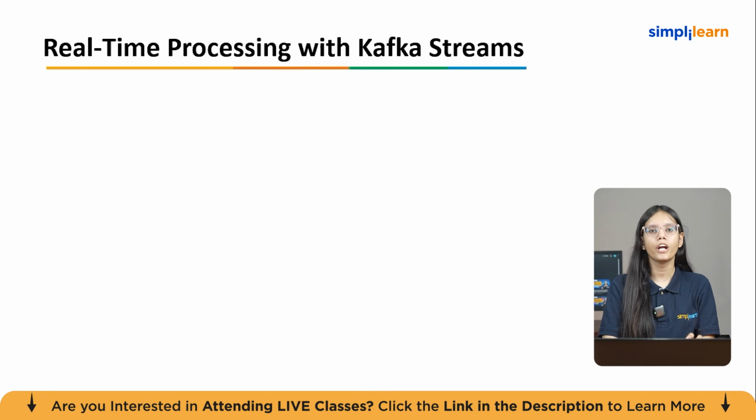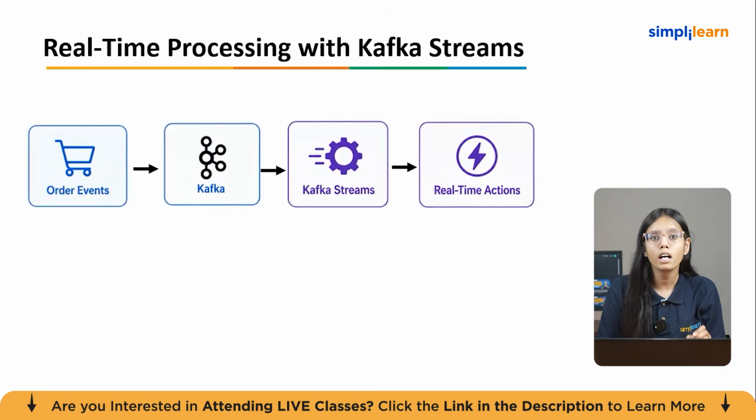Now let's understand real-time processing with Kafka Streams. Kafka is not only used to move messages from one system to another. Kafka can also help process data in real time. This is called stream processing. Stream processing means processing data while it is still moving. Instead of waiting for data to be stored first and analyzed later, stream processing allows systems to react immediately.